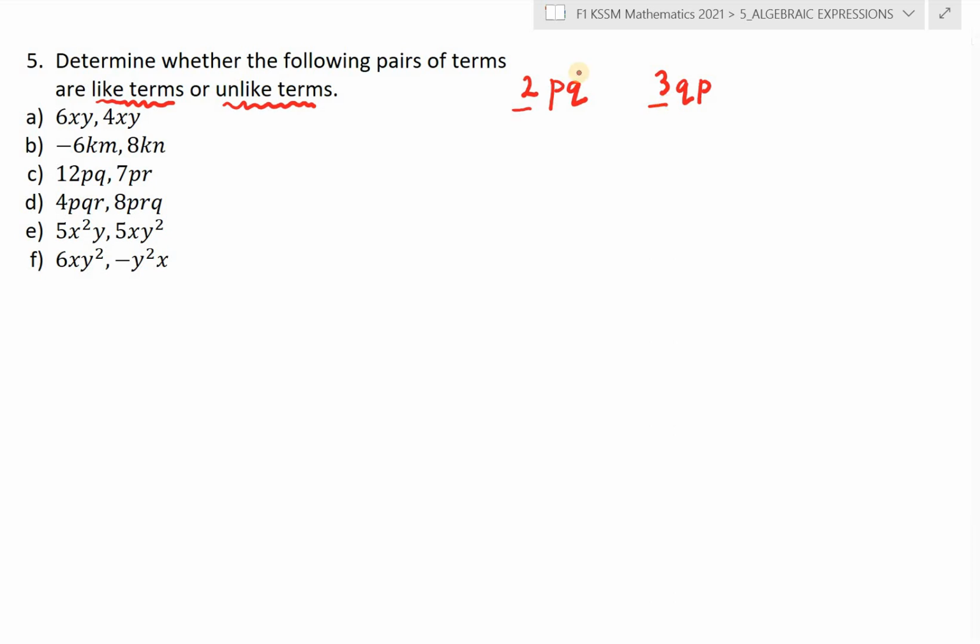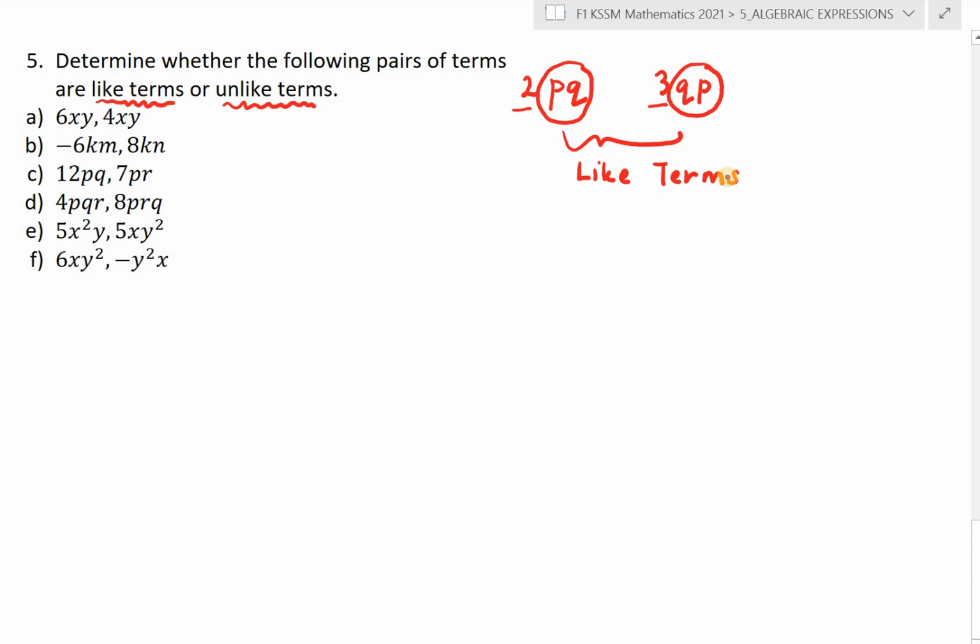Okay, sebab apa? Ini PQ. Ini QP. Tapi after all, PQ adalah P darab Q. QP adalah Q darab P. Basically, dia adalah dua huruf yang sama. Okay, bilangan dia pun sama. Q ada 1, P ada 1. So, ini kita sebut sebagai like term. Okay, like term. Term yang sama. Okay, term yang sama lah.